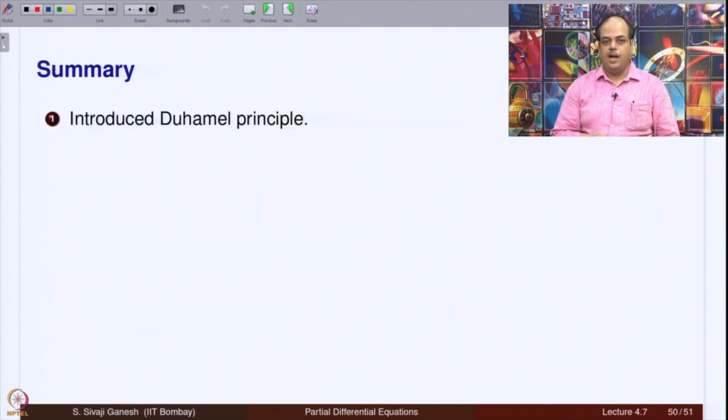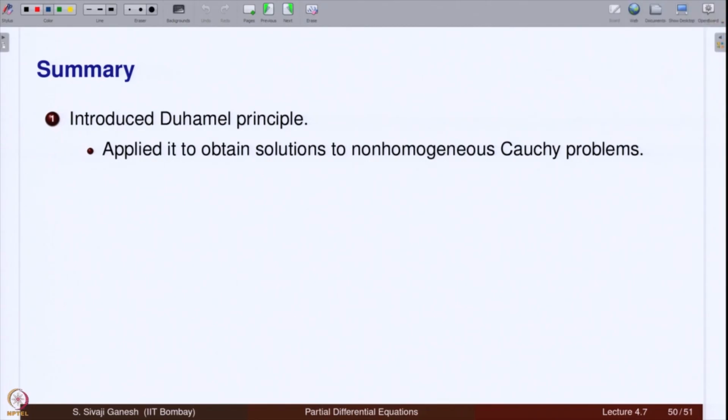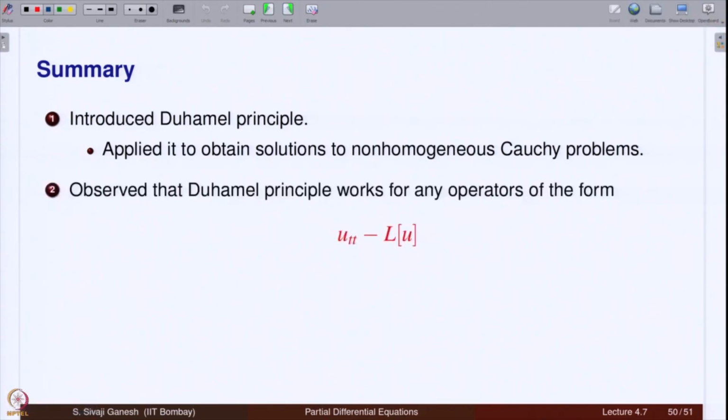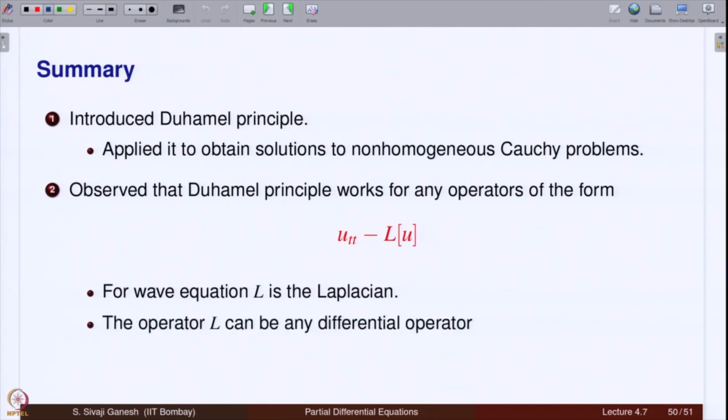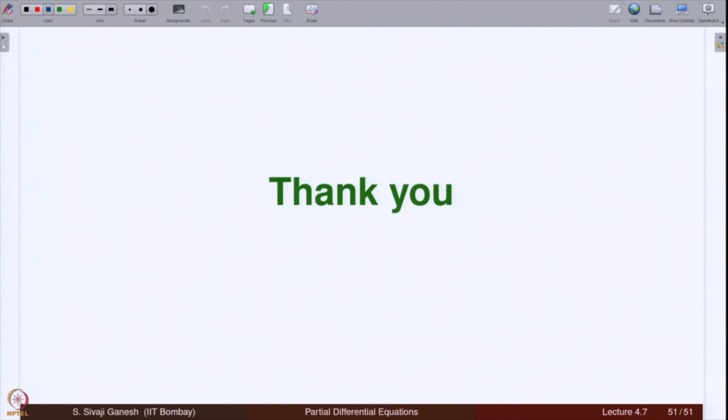So we have introduced Duhamel principle, applied it to obtain solutions to non-homogeneous Cauchy problems. We observed that the Duhamel principle works for any operators of the form utt minus Lu. For wave equation, L is the Laplacian. For what operators it will work is the operator L can be any differential operator not involving the variable t in it. Thank you.